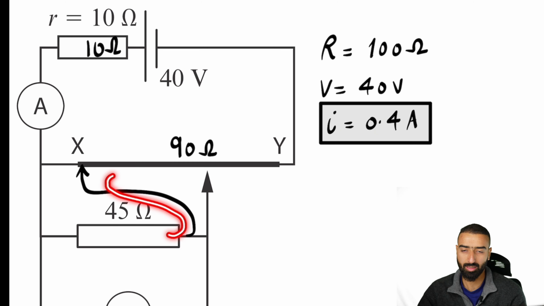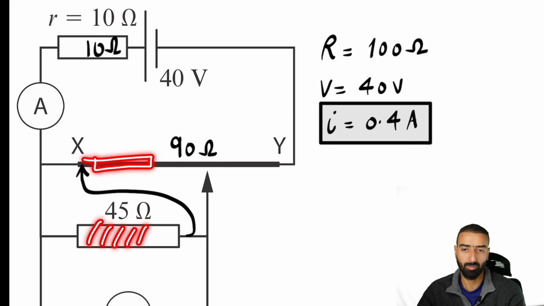If you take the slider and place it anywhere else, the ammeter will show a larger reading because this resistor and the rod will become parallel. And when they are in parallel, the resistance decreases. If resistance decreases, the current will increase.